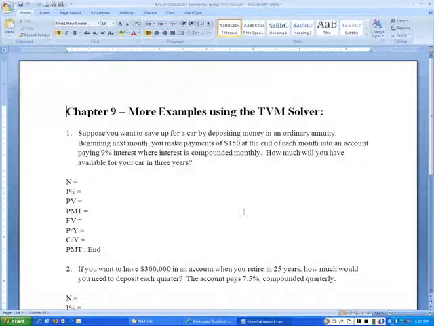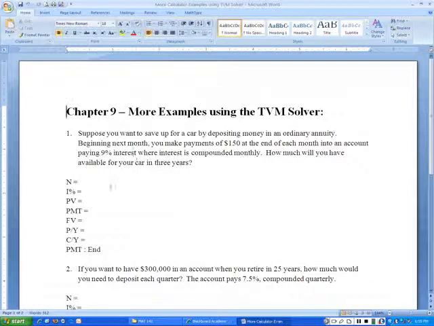Once you go into TVM Solver, you're going to have a list of several items that you want to find the values for, all but one of them, and you can use the solver to find out the missing value. So what I've got is a sheet here with 6 examples, so let's go ahead and look at that now.